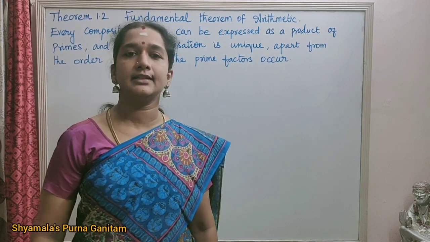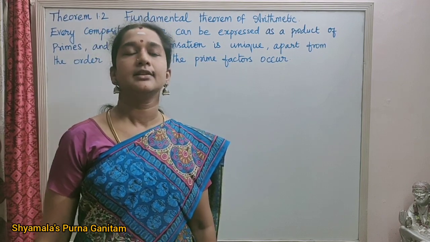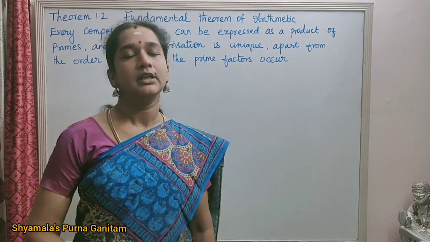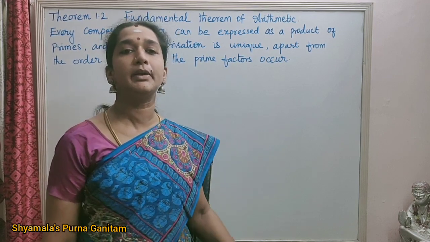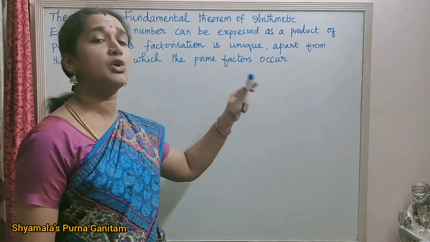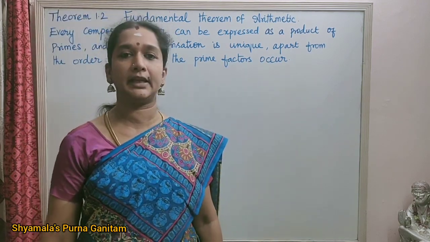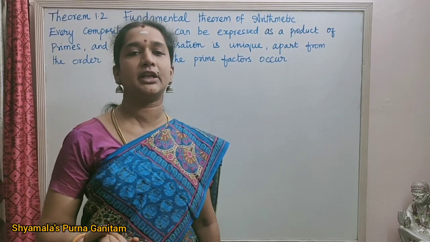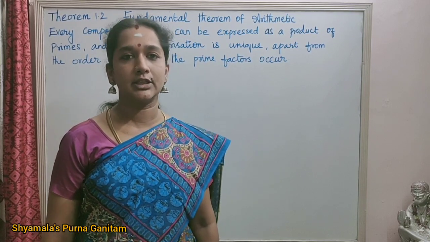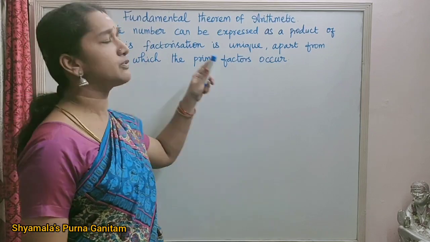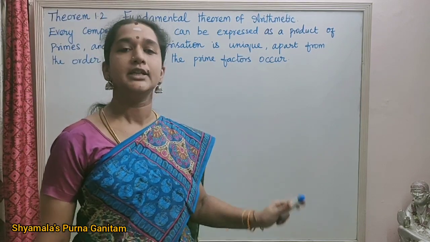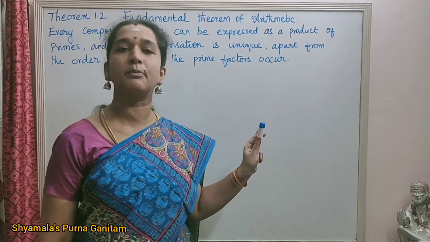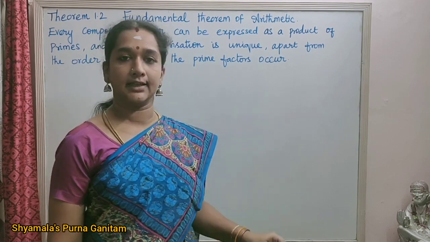In the previous class I have completed the first exercise, which is the application of Euclid's division lemma. Now in this exercise we will be doing the fundamental theorem of arithmetic. This is one more application of real numbers. The first application of real numbers is Euclid's division lemma and the second one is the fundamental theorem of arithmetic. So I will be doing the next exercise, exercise 1.2, in this class.